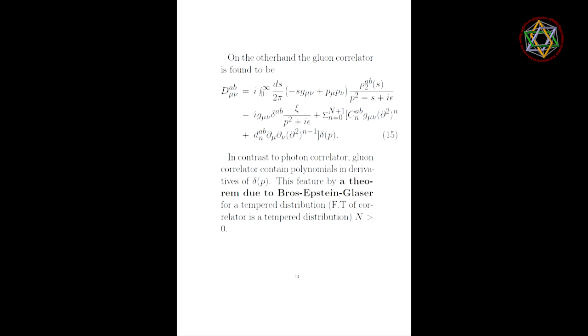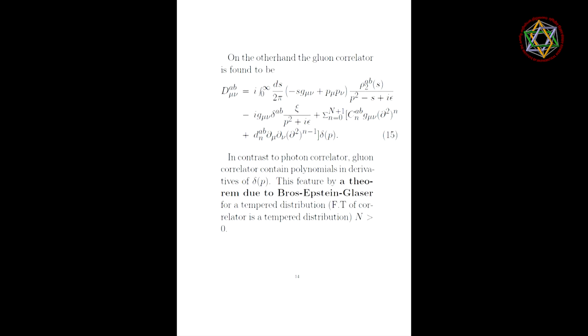On the other hand, the gluon correlator, which we have in non-abelian theory, D_{μν}^{AB}, where AB are the group indices, is similar to what we had in the photon case, except that the spectral density has AB as well, plus a sum over n from 0 to n_max + 1 of C_n^{AB} times g_{μν} (δ squared)^n plus d_n ∂_μ ∂_ν (δ squared)^{n-1} acting upon the delta function. So, in contrast to the photon correlator, the gluon correlator contains polynomials in derivatives of the delta function.